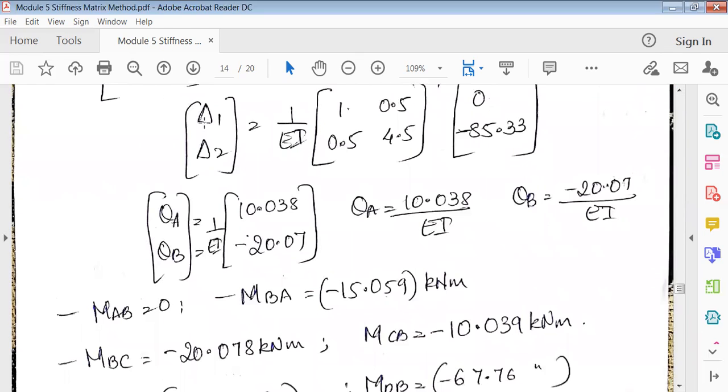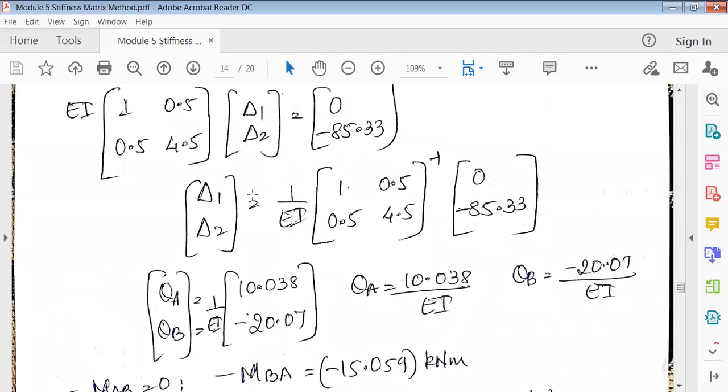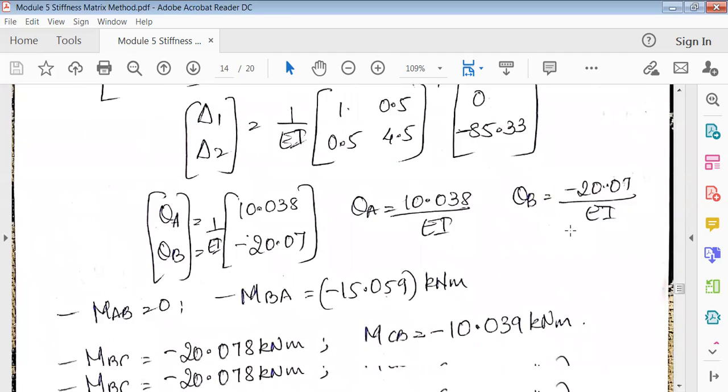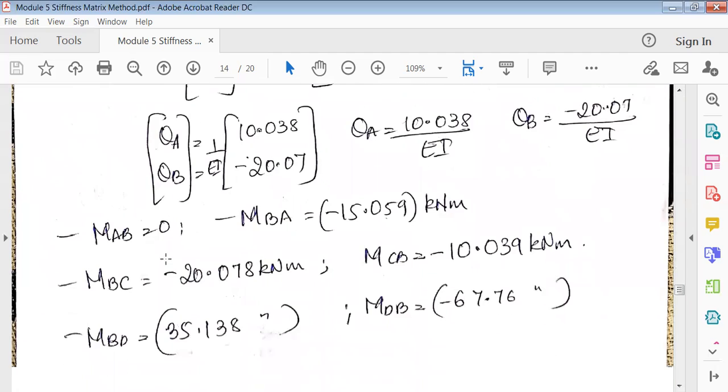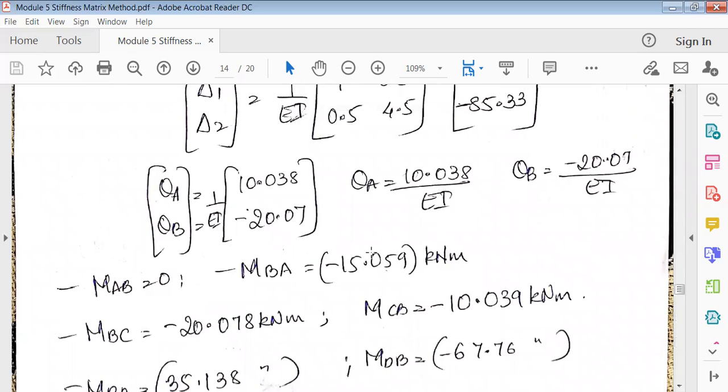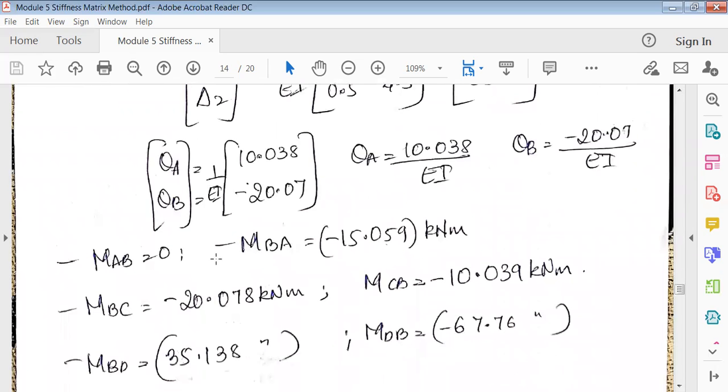So here the delta 1, delta 2 is nothing but theta A, theta B. So theta A, theta B is equal to 1 over EI. Again I have solved this directly in the calci, because in the calci it is already easy to solve. I've already told you the procedure how to do it in the calci. So do it in the calci directly, put this as mat A inverse mat B. So theta A, theta B. Once you get this theta value, substitute back in the formula.